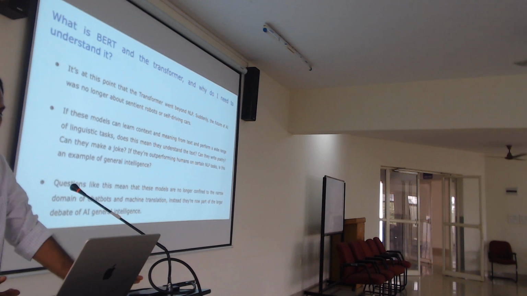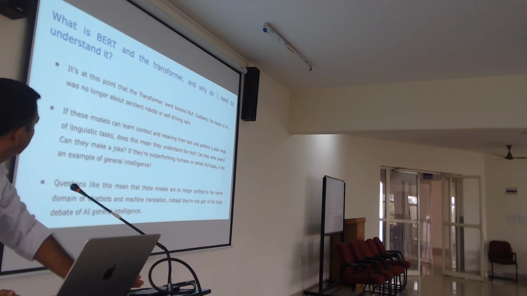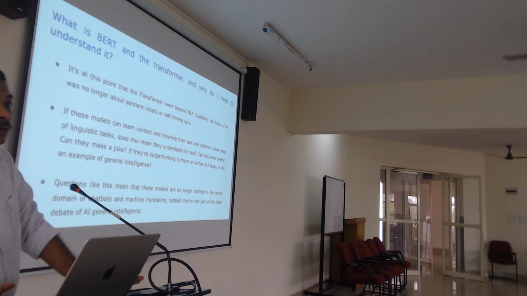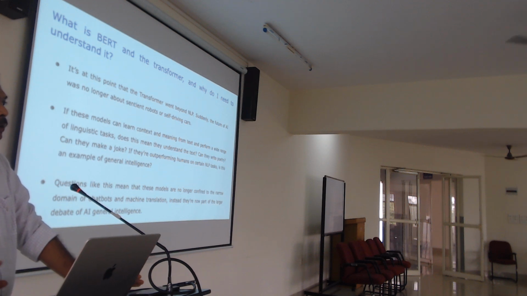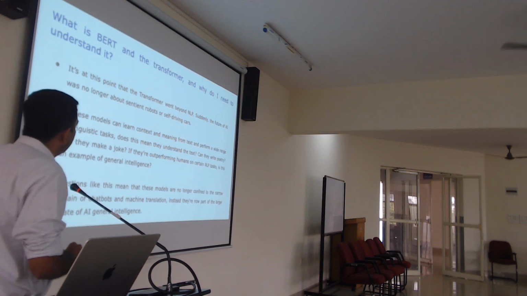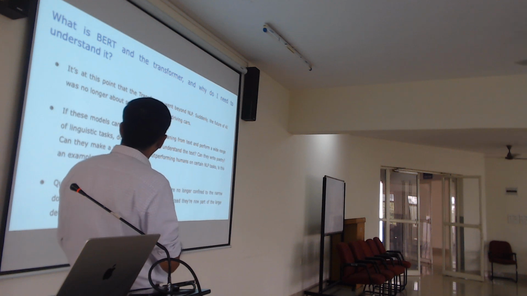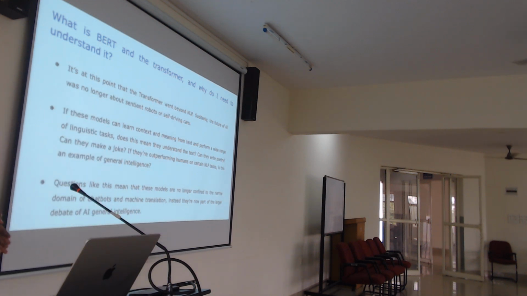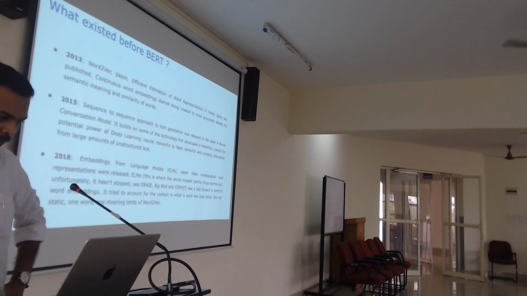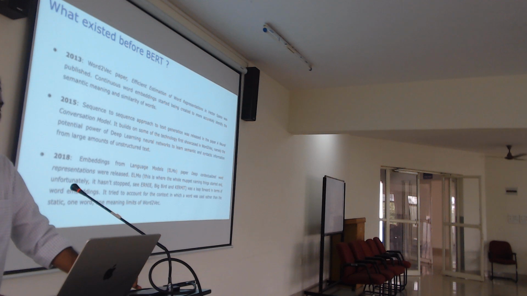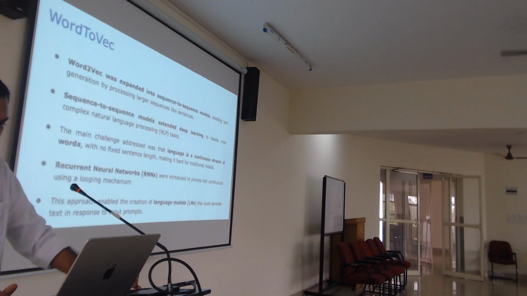So basically at this point in time, the transformer went beyond NLP. Till now it was only an NLP-based model. So BERT went above NLP. The future of AI is no longer about robots or sentimental robots or self-driving cars. Beyond that, you have a lot of things. That is what BERT tries to highlight. Earlier to BERT, you have word2vec, you have a neural conversational model, you have embedding of language models, you have a lot of other models designed.